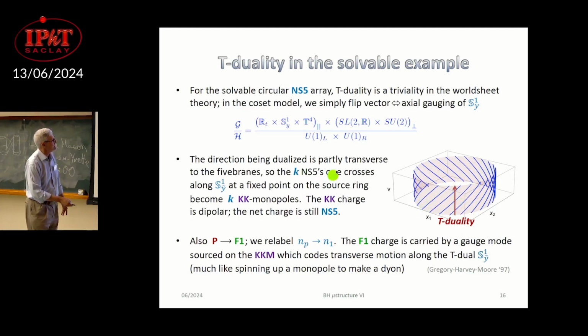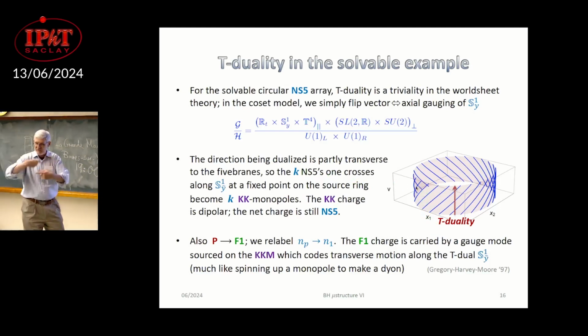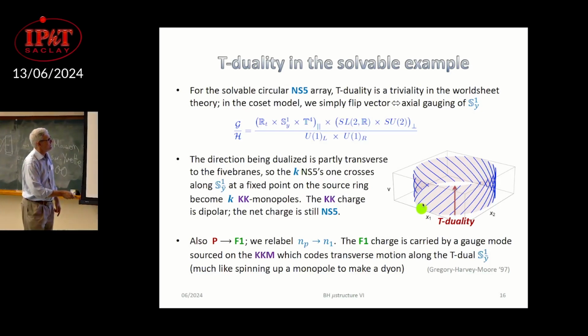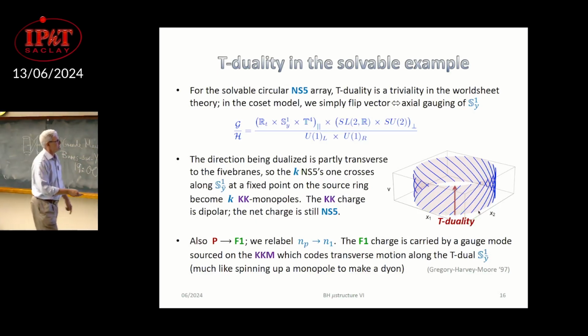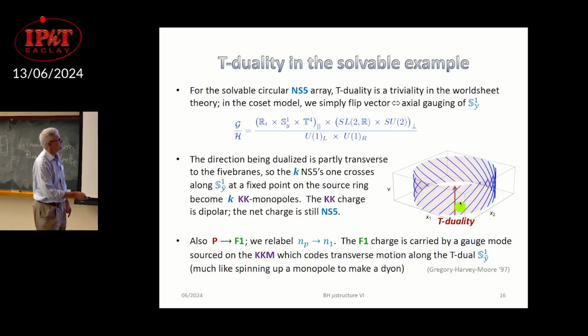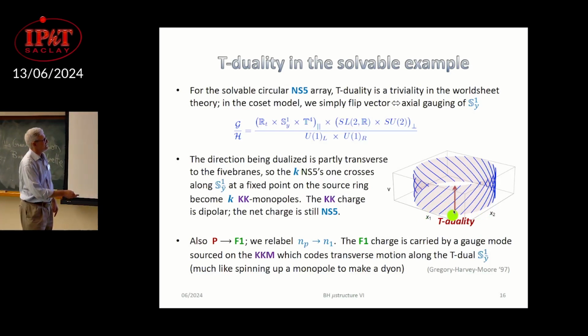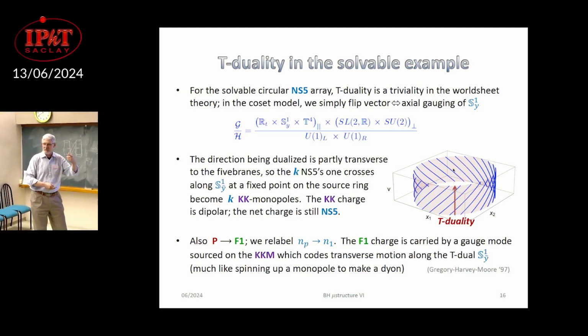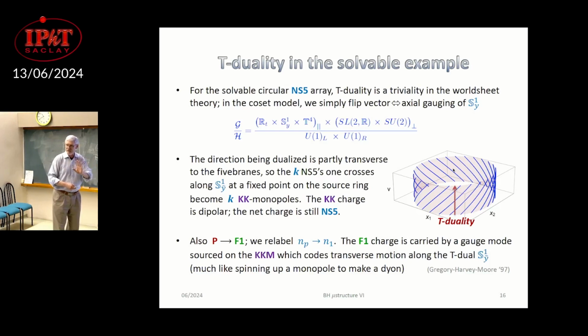What is K? K is basically a discrete parameter in the identification, which says that as I go up along a strand of fibrane, I hop over K fibranes and then make a periodic identification. So it's the pitch of the spiral, okay? And so as I go along the direction I'm T-dualizing, I cross K fibranes as I go up this way. And so what that tells me is that I'll have K KK monopoles that are nearly coincident in the T-dual geometry. And that's the structure of the NS5F1 supertube.